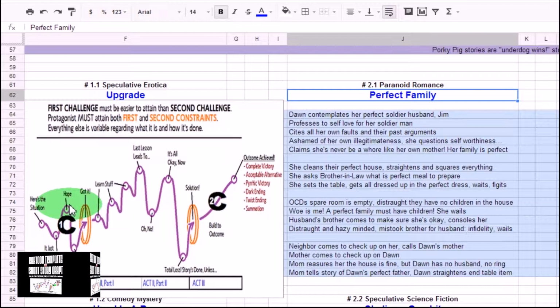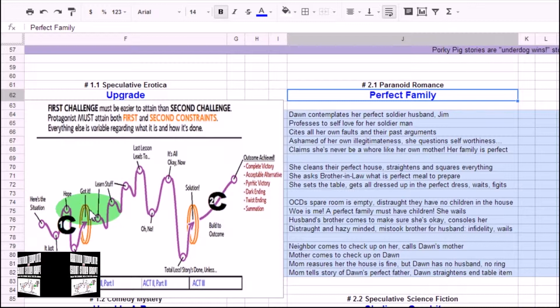Ashamed of her own illegitimacy, she questions her self-worth. Oh no, this doesn't sound too good. She claims she'll never be a whore like her own mother. So we're going to assume that she never did know who her own father was. She knew who her mom was, but did not know who her father was. Her family will be perfect. So that's the first constraint. She's going to make herself a perfect family.